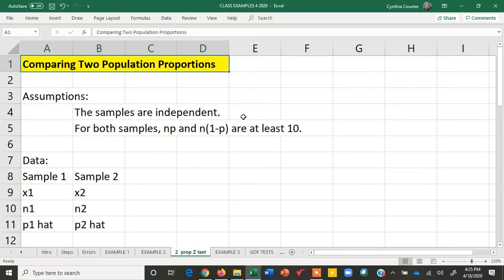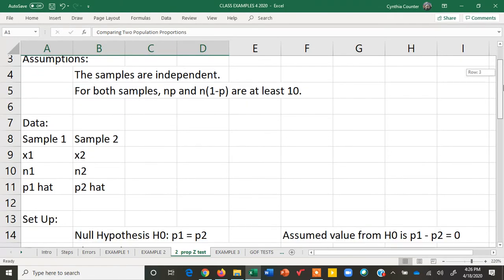Now, the samples need to be large enough so that the product of the sample size and the assumed value of the population proportion is at least 10. We also need the product of the sample size and 1 minus the assumed population proportion to be at least 10. We're going to have data from two different samples, and so we are going to have two different sample proportions here. So we have two sets of successes, sample size, and then sample statistics.